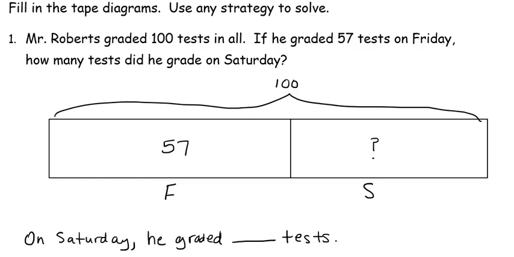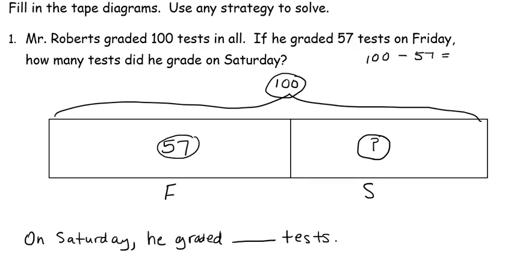I'm going to look at this as a subtraction problem. I know if I take my total minus one part, it will give me the other part. So that would be 100 minus 57. I can use any strategy to solve it. Let's see, I'm going to use same change subtraction.